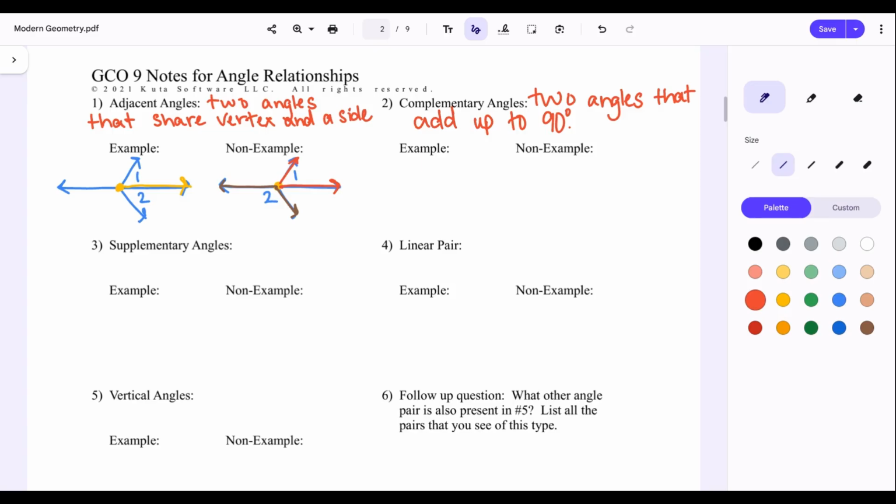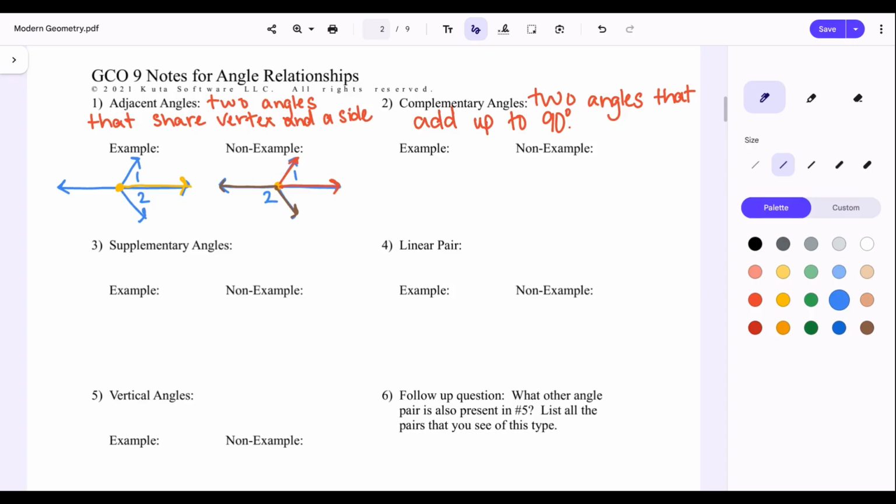So anytime we have angles in a picture, and they don't necessarily have to be adjacent to each other, but they could be, we need to be able to look at their measurements, like how much do they actually equal? And then if I were to put them together, what do they become? Like when I start to add those measurements together.